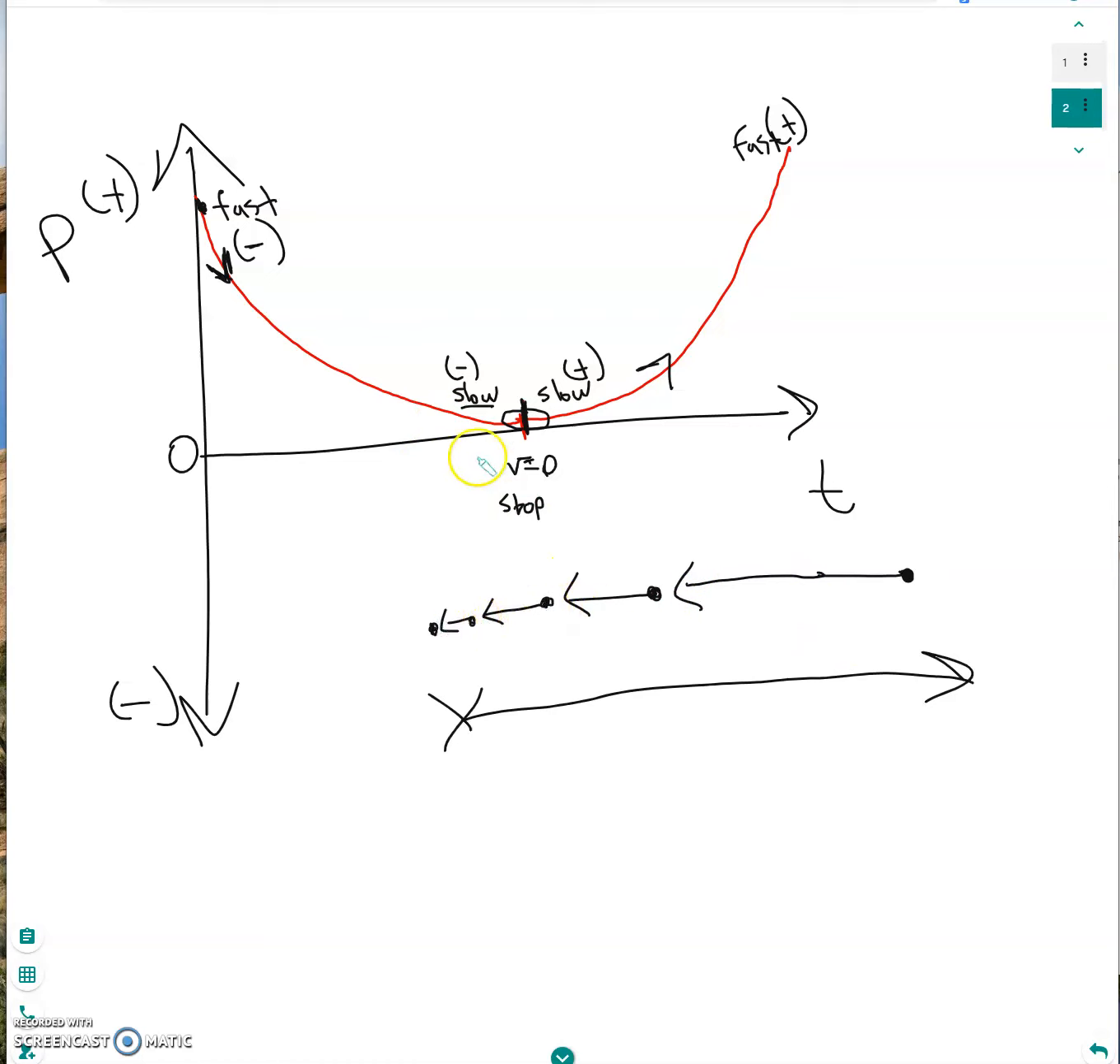So then we stop. Where did we stop? At the reference point, right? And then we're going to immediately start speeding up, everyone, and going away from the reference point. So that's how that would look as a motion map. I hope that is helpful for you.